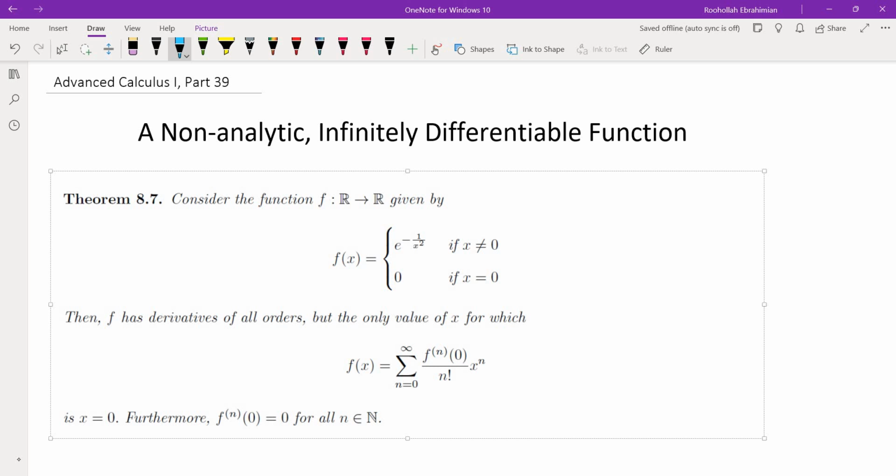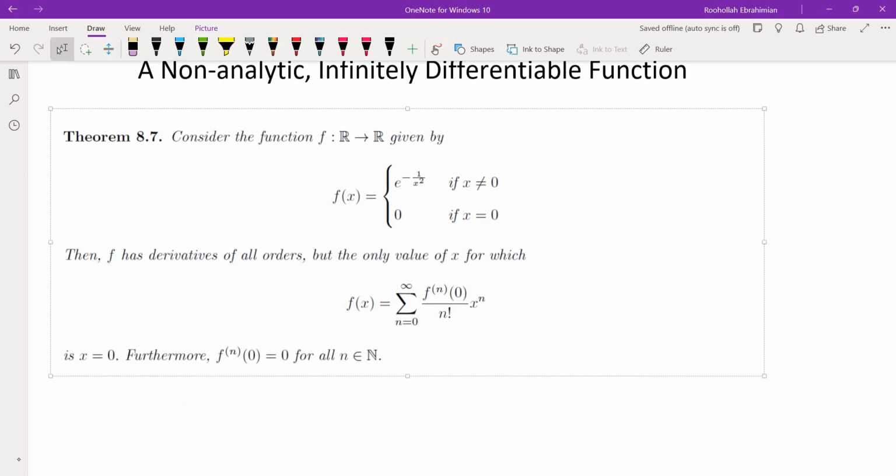So the first thing that we need in order to be able to define Taylor series is our function. We need our function to be differentiable of all orders. In other words, we need our function to be C infinity. However, this example shows that even if your function is C infinity, it may still not be equal to its Taylor series. So in other words, there is a function that has derivatives of all orders but is never equal to its Taylor series. So here is the more rigorous statement of the theorem.